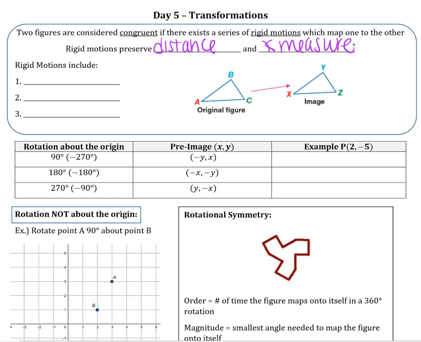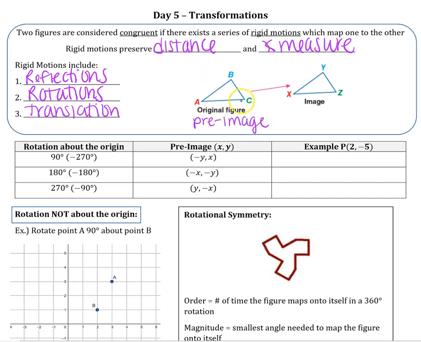Okay, three rigid motions, if you think about it, are reflections, rotations, and the one that you're seeing over here on the right is a translation, where it's just sliding it across the grid. Okay, the original figure is called our pre-image. Pre meaning before, so this is your before image, and then your image is your after. So when I ask for the image of something, I want the after the transformation.